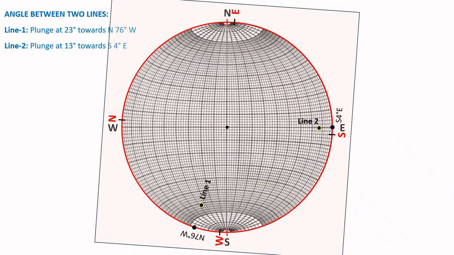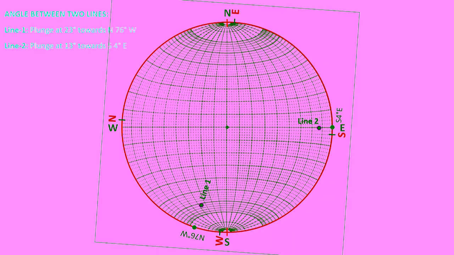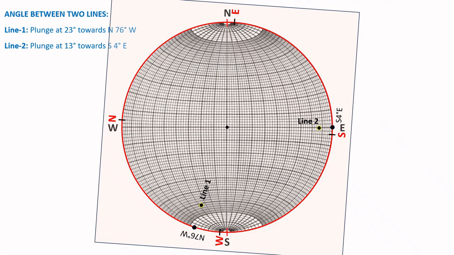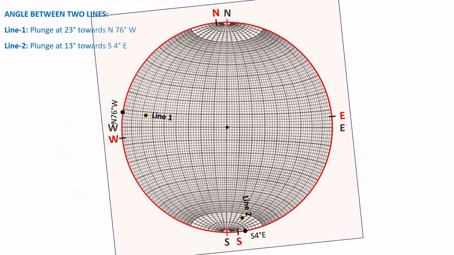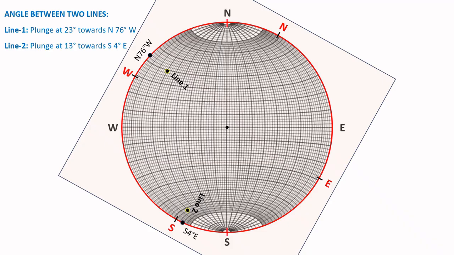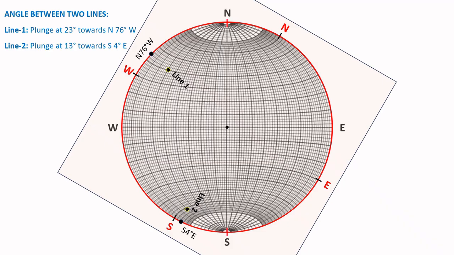Now comes the most important conceptual step, the angle between two lines. The angle between two lines is measured along a great circle that passes through both line points. Rotate the overlay until the points representing line 1 and line 2 lie on a single great circle. This is the position. Once this position is achieved, draw or trace that great circle.